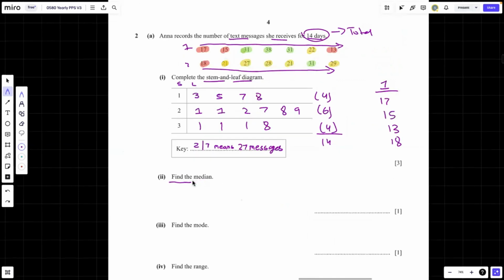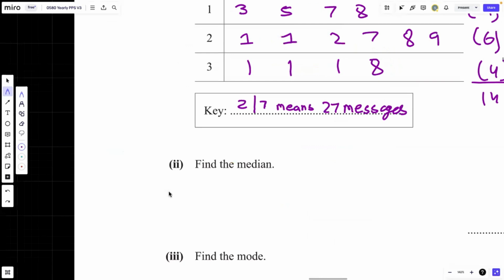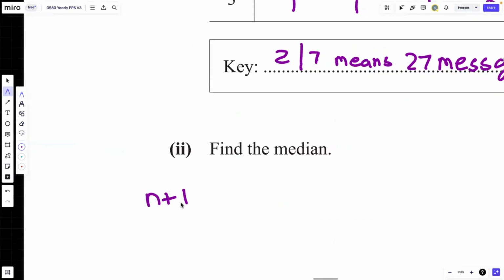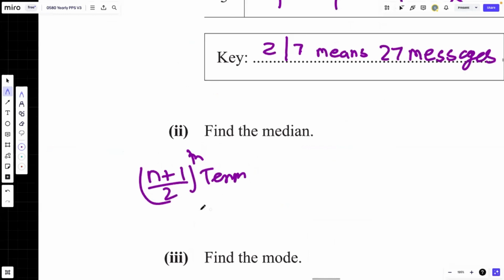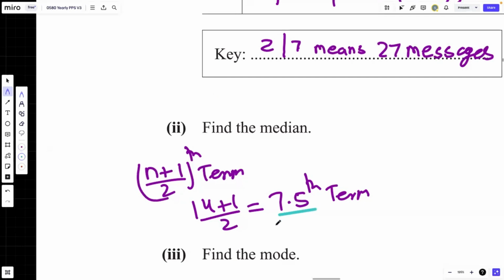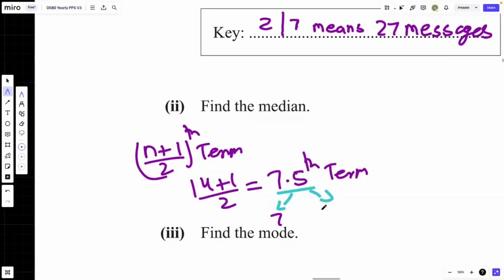Find the median. Okay, so the formula for median that we use is n plus 1 over 2 term. So using that, n is the total number of values that we figured out in the data set, 14. So that's 14 plus 1. That's going to give us 7.5. Now the issue with the decimal number is that whenever we have a decimal number, we take the closest two integers, which is 7 and 8.